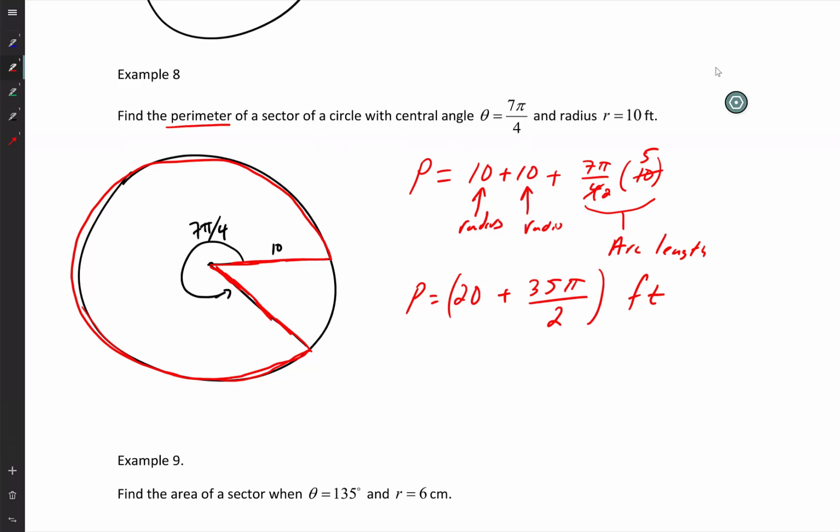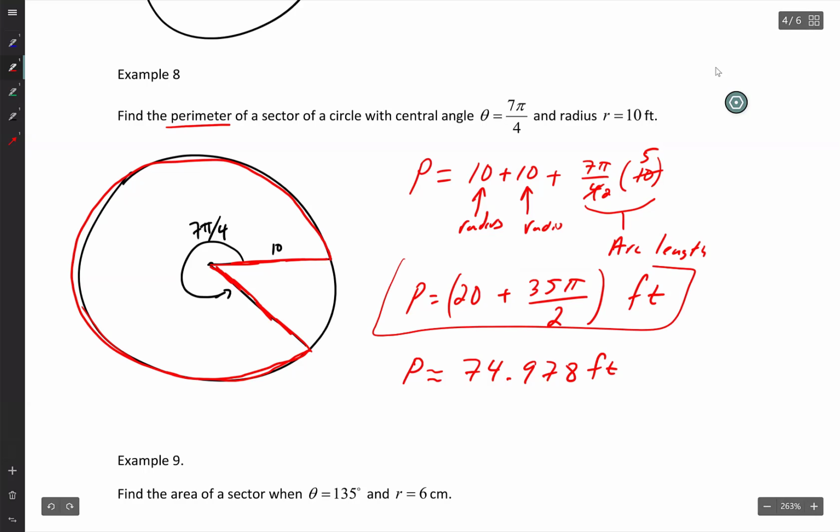There it is, guys. I think we did everything correct. I don't see any mistakes. If you want to know what that number is, I can just type that into my calculator, right? So 35 pi divided by 2 is 54.977. I'm going to add 20 to that, and that is 74.977, or 74.978 feet. UH is probably going to have this answer.